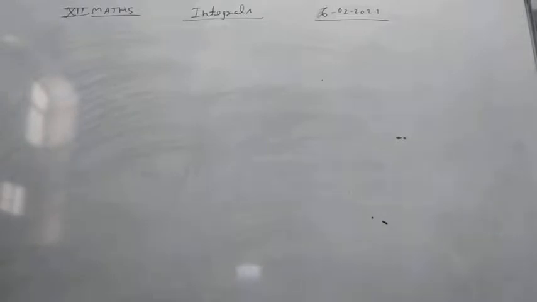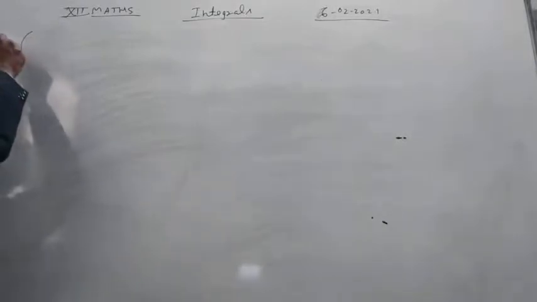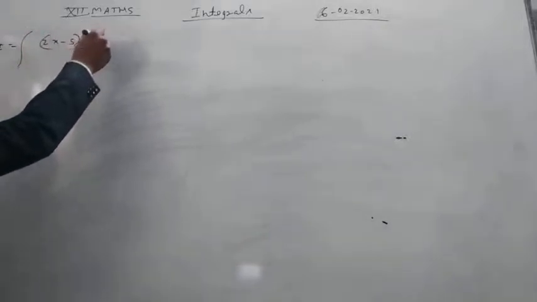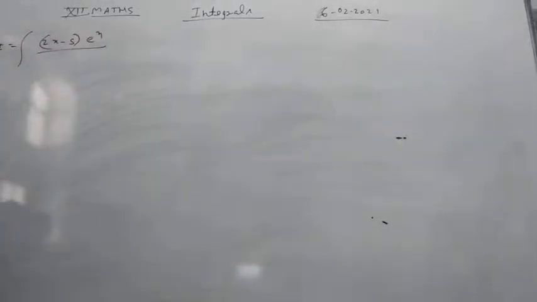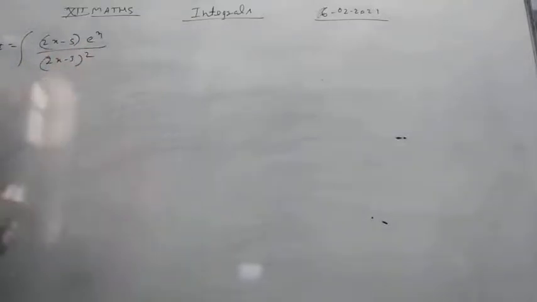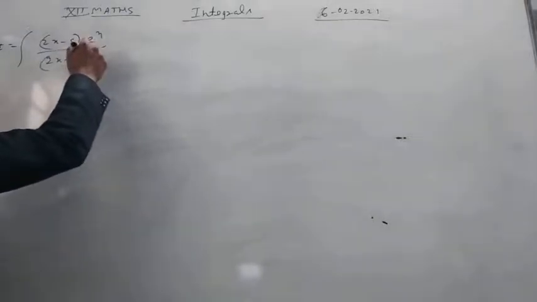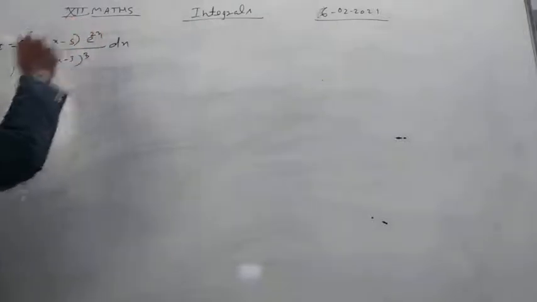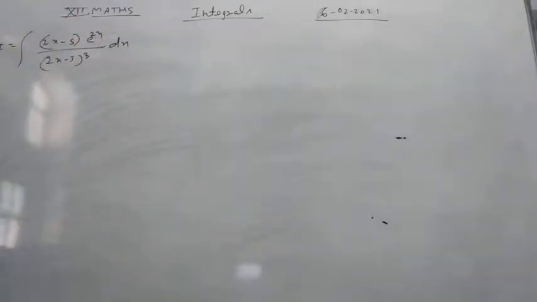Question, students: find the integral of (2x minus 5) e to the power 2x divided by (2x minus 3) whole cube, dx. So this is (2x minus 5), here it is e to the power 2x, and (2x minus 3) to the power cube, dx.